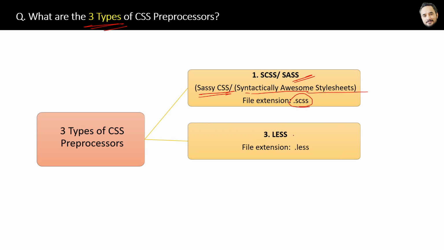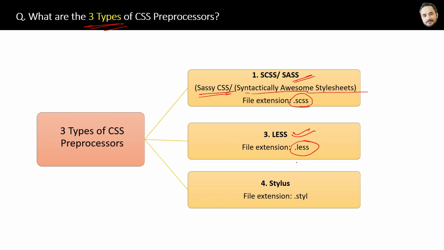The second type is Less, and the file extension is .less. This is the second type. The third kind of CSS preprocessor is Stylus, and the extension is .styl. There may be some more types, but I am not going into much detail about this because it is a separate topic from normal CSS, and it would take too much time. But yes, now you have the high-level idea of what the three types of CSS preprocessors are.